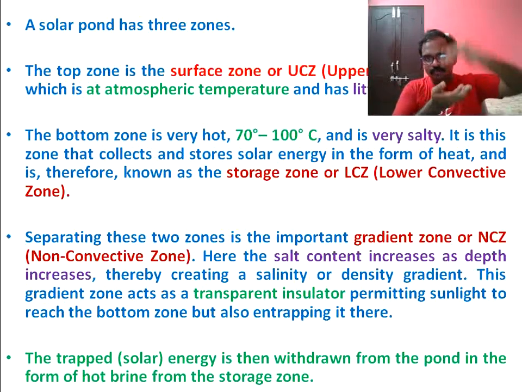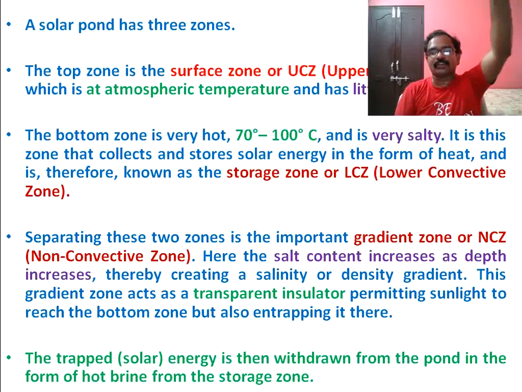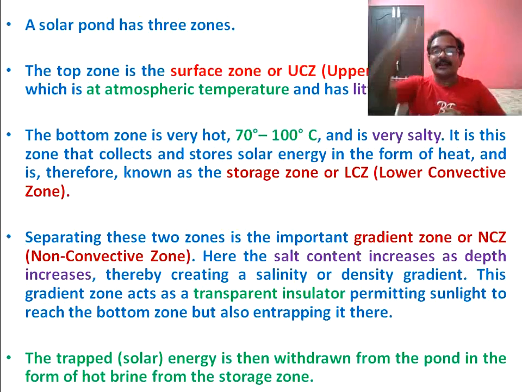And in between these two zones there is one more zone called a gradient zone or non-convective zone. Non-convective zone means we should cease the convection from taking place. Now, for convection to take place, water would have to move from the lower convective zone to the upper convective zone. In this middle layer, we will cease the convection process by adding salt content to it. How will we add? We'll add the salt content in such a manner that as the depth of the pond increases, the salt content also increases.